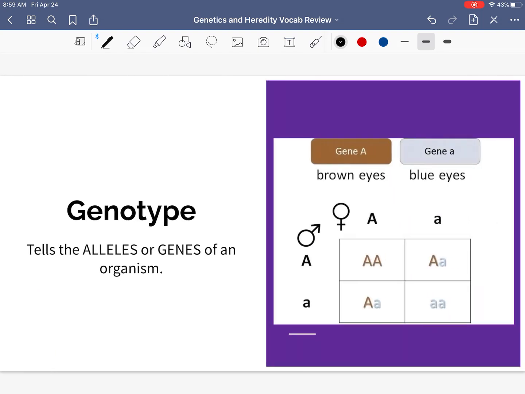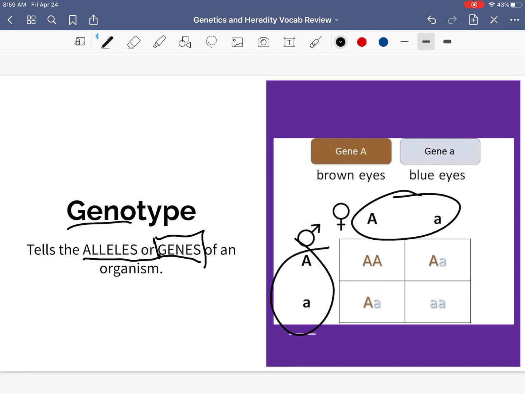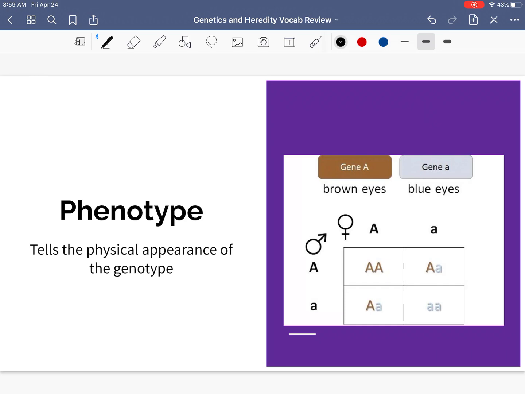The genotype tells the alleles or genes of an organism. The genotype tells the genes. Here, for example, is the mom's genotype. Here we have the dad's genotype, and these are the genotypes of their possible offspring. It's the combination of alleles that is the genotype. And then the phenotype is the physical appearance of the genotype. Will it have brown eyes or blue eyes?